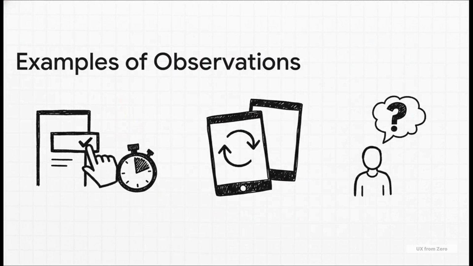That's it. So, in your research notes, this looks like user paused for a full 10 seconds before hitting the confirm payment button, or maybe user reopened the same screen twice, or you literally have a quote that says, I'm not sure if this will work. See, these are all just facts. They're totally objective, and they're super important. But by themselves, they don't really tell us what to do next.